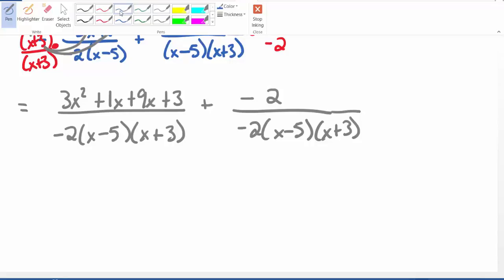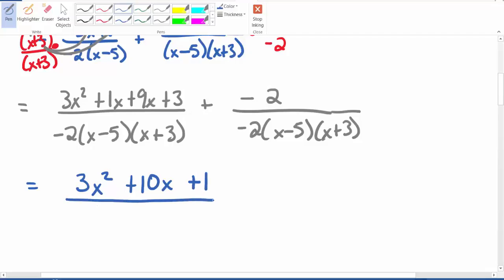After this, we're going to combine our like terms. There's nothing that can be combined with the x squared, so we still have our 3x squared. We have 1x plus 9x, that gives us 10x. And then we have 3 plus negative 2, so that's just positive 1. On the bottom, we still have our negative 2 times x minus 5 times x plus 3.